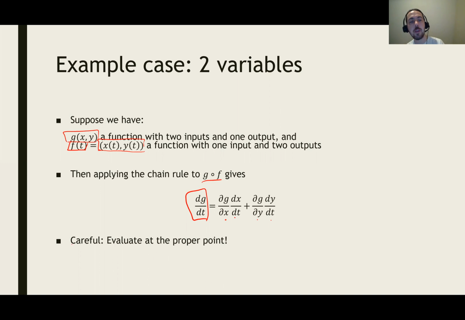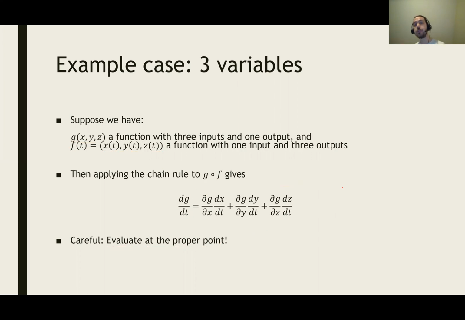The only thing we have to be careful about is that this formula has to be evaluated at the proper point. So we have to evaluate dx/dt at the point t, and we have to evaluate these partial derivatives of g at the point x(t), y(t). So where we evaluate is important, but it's the same kind of rule as we have for the ordinary chain rule. We evaluate the outside function at the result of the inside function, and then we evaluate the inside function wherever it belongs.